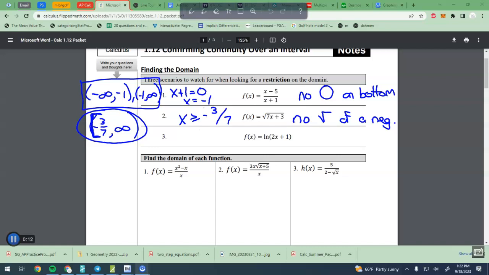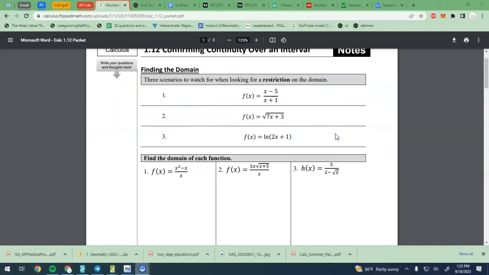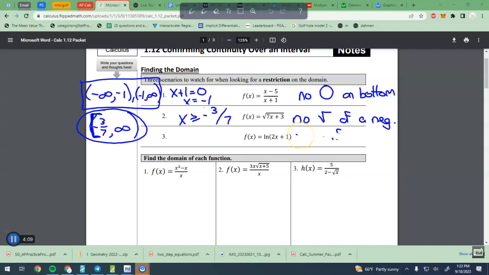Those two okay? And then you can't take the natural log of 0. You can only take the natural log of positives. So I had to stop for a second. Can I take the natural log of 0?